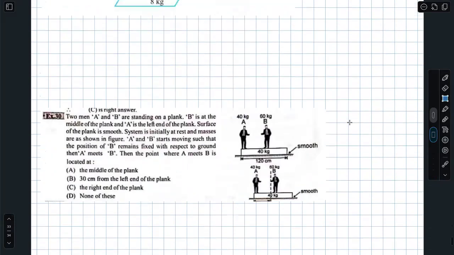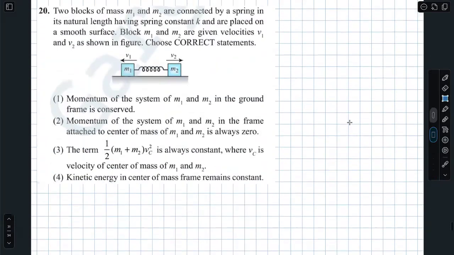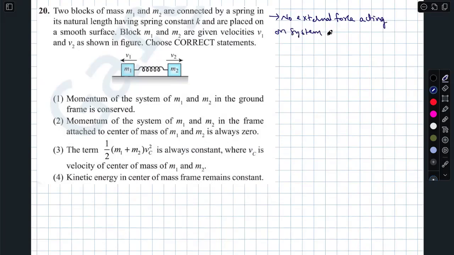Okay, I'll just see that. Right. Now what is happening over here? See here, all are smooth. First observation, no external force acting on the system. Since there is no external force acting on the system, momentum is conserved.